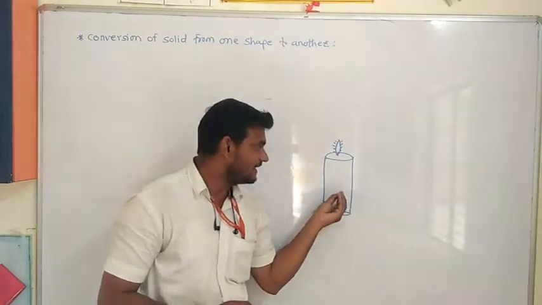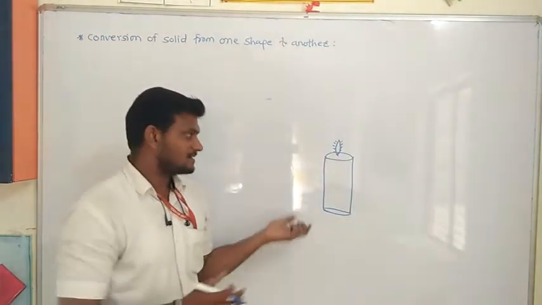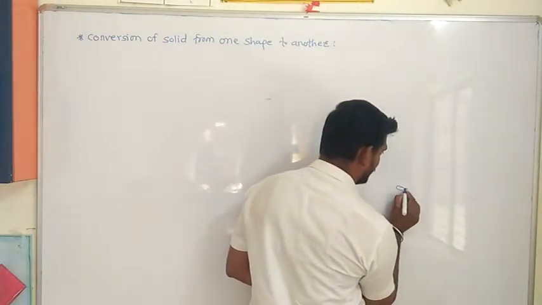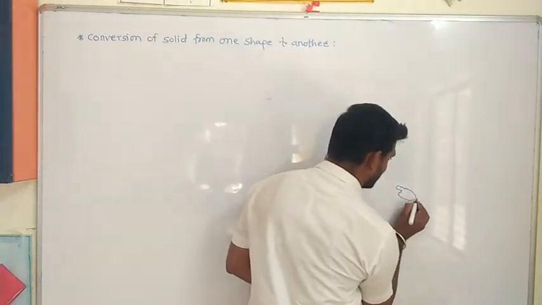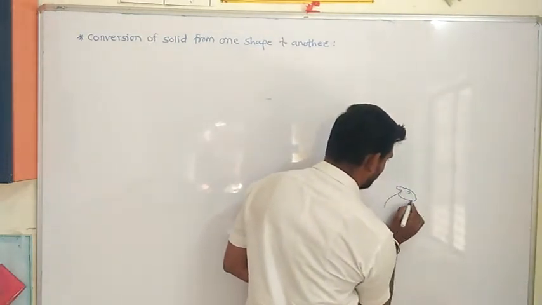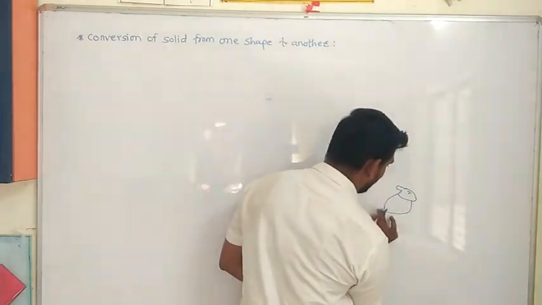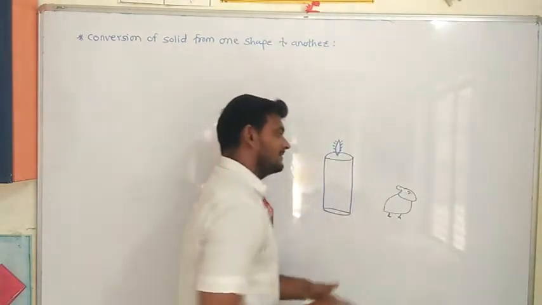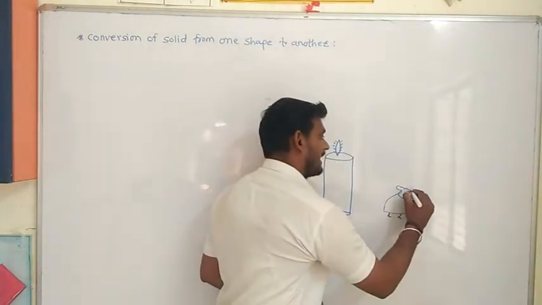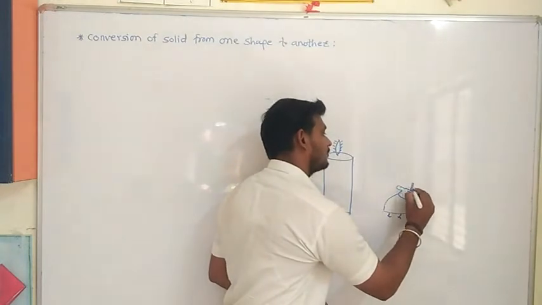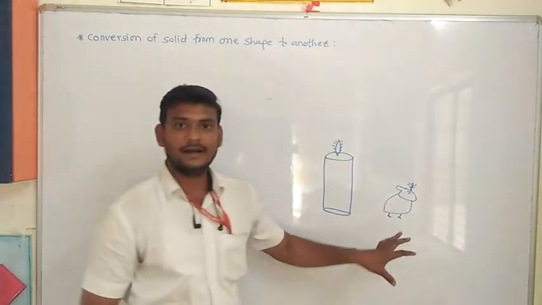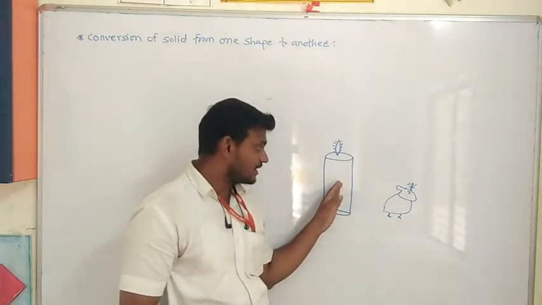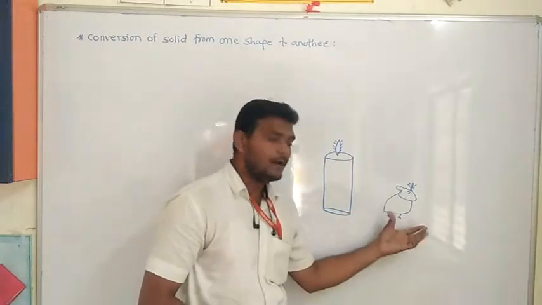Now we have to convert this candle into another shape. You have seen some candles are in the shape of a rabbit, like this. I don't know how to draw exactly a rabbit, okay, assume it as a rabbit. Some candles are in the shape of a rabbit. Then how to find the candles which are in the shape of a rabbit? We have to convert the cylindrical candle into the form of a rabbit.